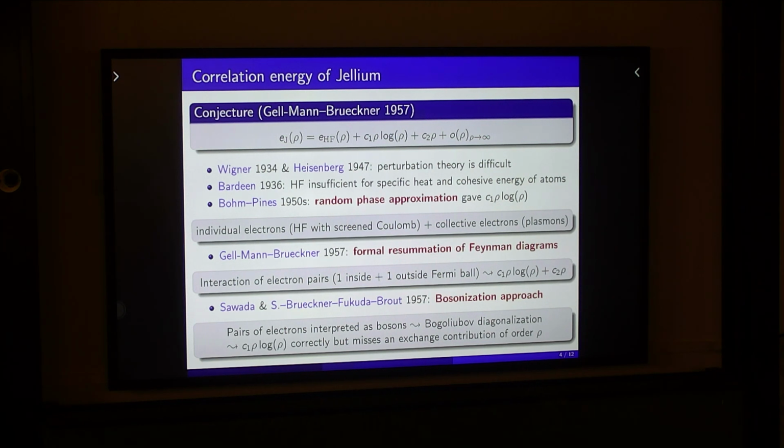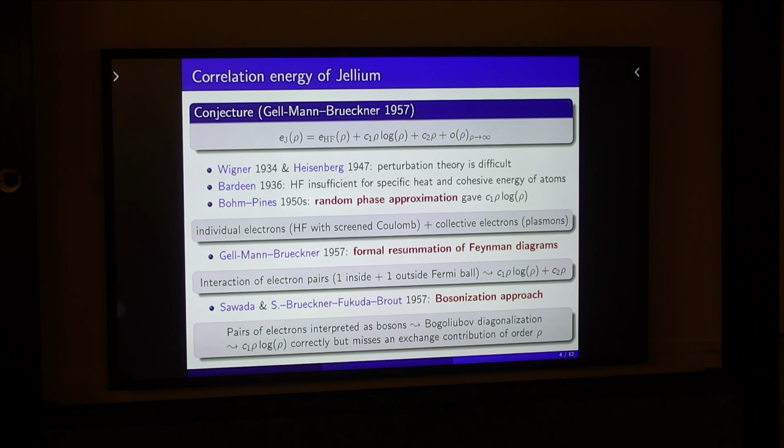The people realized pretty soon that Hartree-Fock is insufficient to describe important quantities, for example for metals, namely the specific heat or what is called the cohesive energy. So they knew already that you have to go beyond that. I'm here referring to a paper of Bardeen from the 30s. And what Wigner did, he basically came up with a phenomenological model to describe that.